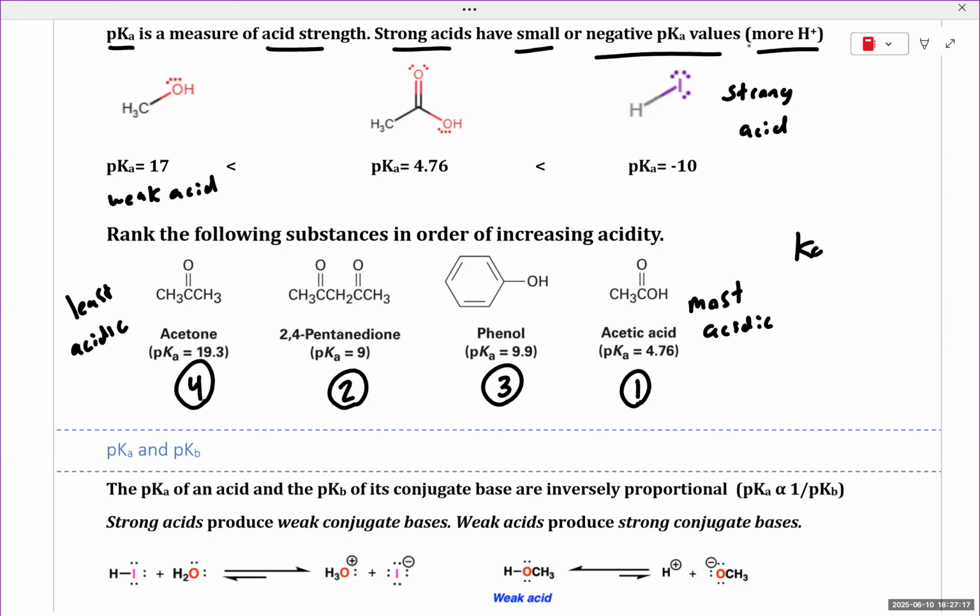Remember, Ka is proportional to the concentration of H+, and pKa is the negative log of Ka. In other words, Ka is 10 to the negative pKa. So, the smaller and more negative your pKa value, the larger your Ka value, and thus the more H+ we have in solution, and thus the stronger an acid we're dealing with.